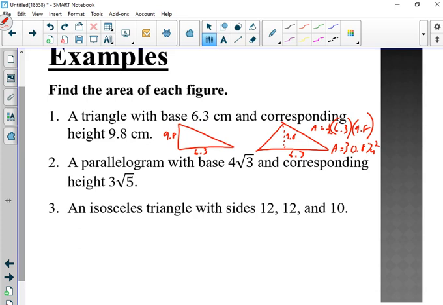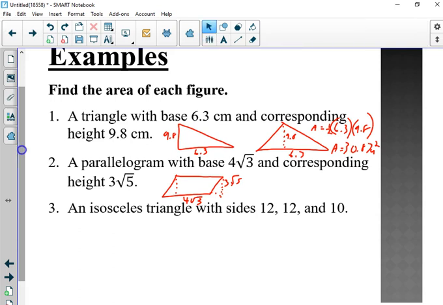units squared. A parallelogram. Classic parallelogram, with a base of 4√3 and a height of 3√5. And you draw it here or draw it here. You'll see it both ways. Doesn't matter. Now remember, parallelogram is base times height, and here's why. If you cut this off right here and moved it over and didn't have this here anymore, what would you have? You'd have a rectangle with a height of 3√5 and a base of 4√3. So that's why this works.